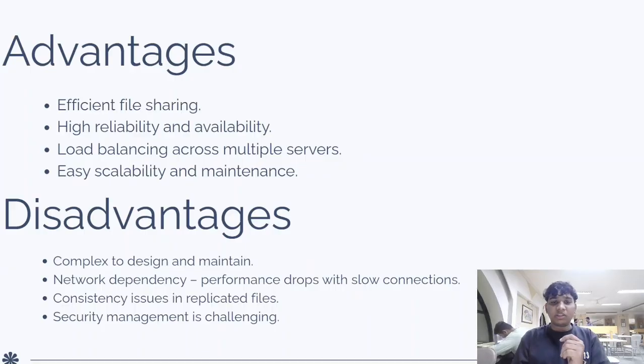So coming to the third disadvantage, that is consistency issues in replicated files. This one is a bit tricky actually, but it's important. Imagine we have three copies of a file, right? You edit copy one. How long does it take for the system to update copy two and copy three? What happens if I try to read the file before it's updated and I get an older version? This is the consistency issue.